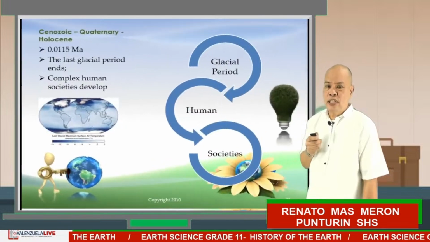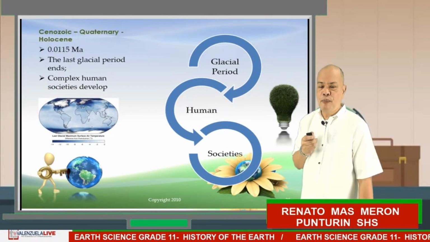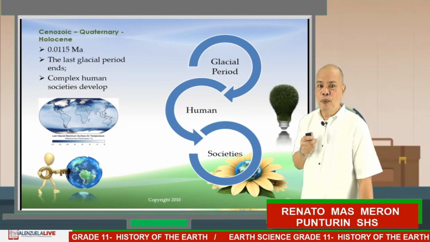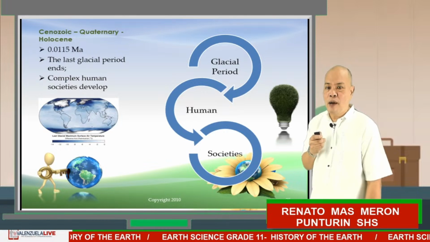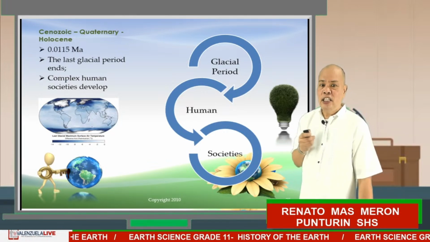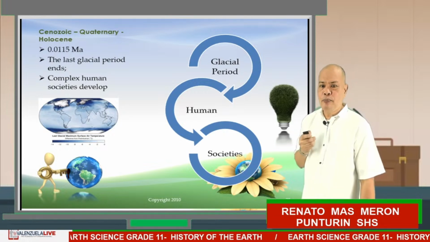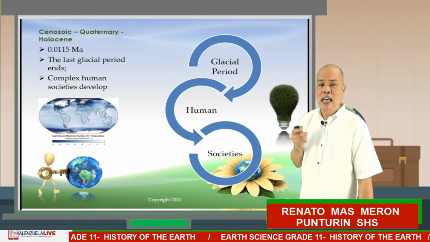Next to Pleistocene epoch was Holocene epoch. In Holocene epoch, during Quaternary period in Cenozoic era, in 0.0155 mega-annum or 0.0155 million years ago, these were the things that happened on Earth. The last glacial period was ended, and complex human societies had developed.